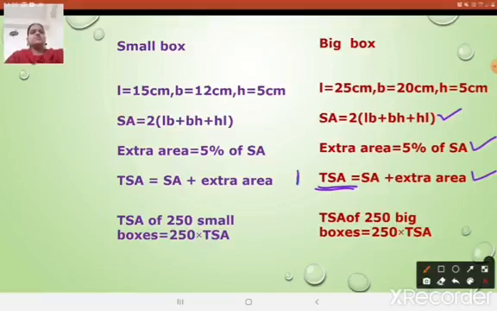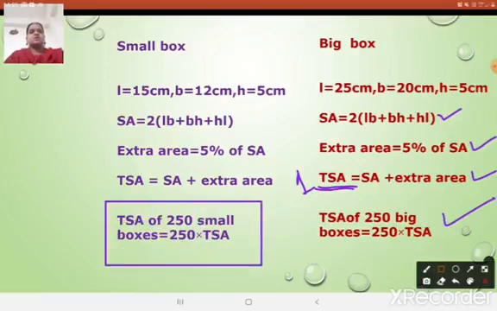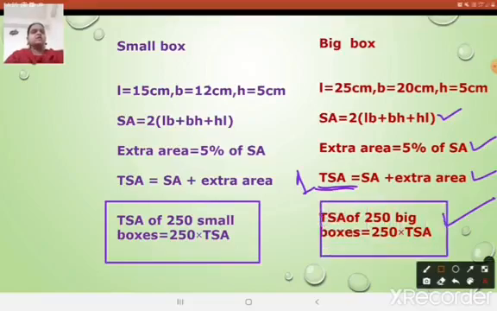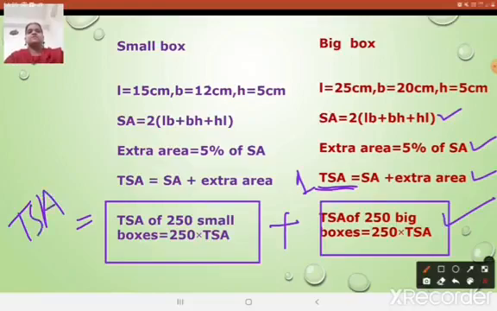Then again, this is for your one box. Similarly, by multiplying by 250, find it for 250 boxes. So in this case what we are getting? We are getting the total surface area for 250 small boxes, and here you will get the total surface area of 250 bigger boxes. Now what is the next step? Then you will add it. If you add these two values, you will get the total surface area of both the boxes together.